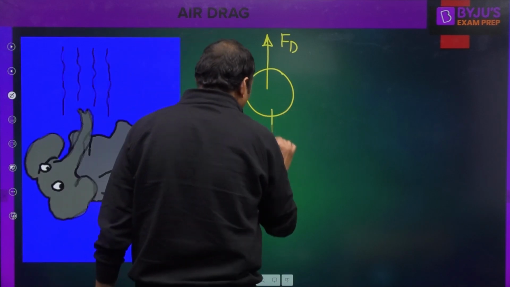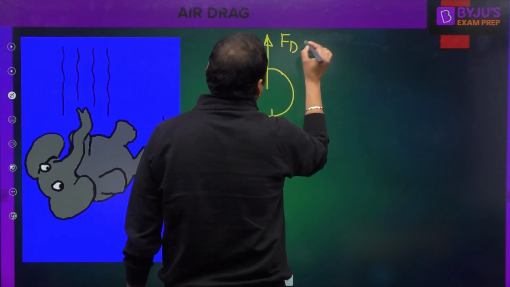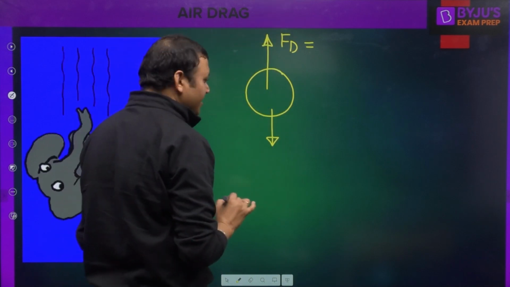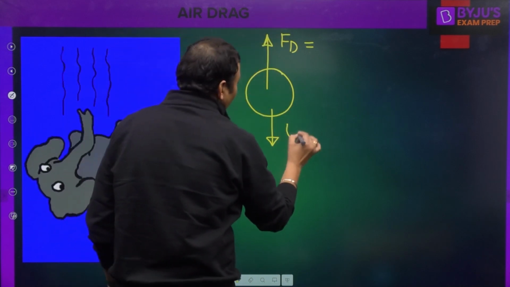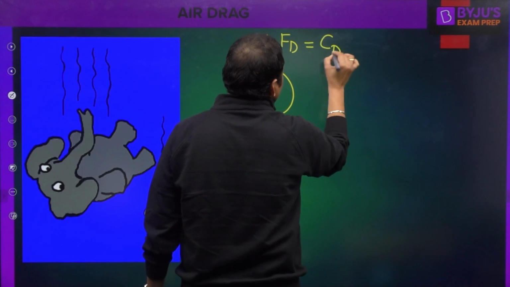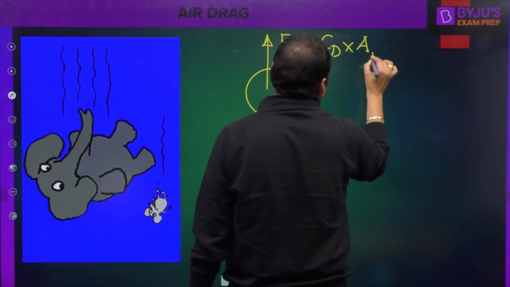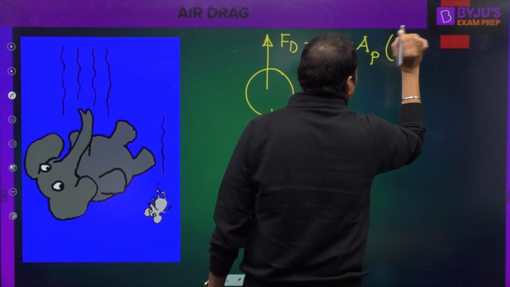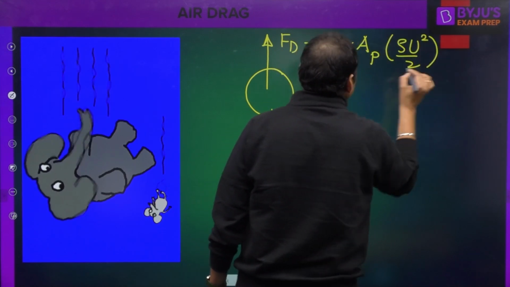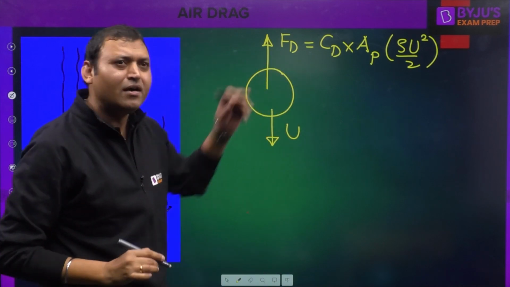So if the body is moving in the downward direction, the drag force will be acting on the body in the upward direction because of the relative motion. So let us write it as CD, coefficient of drag, into area, projected area, into rho into relative velocity square by 2. That is the drag force which opposes the relative motion.